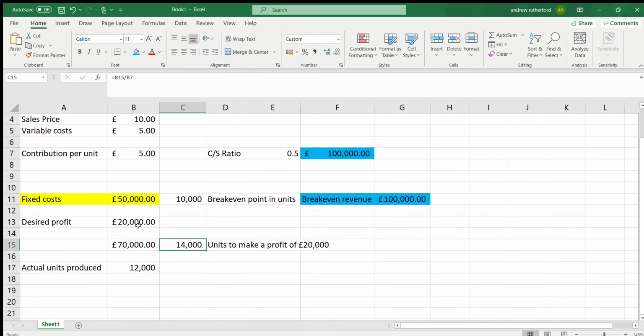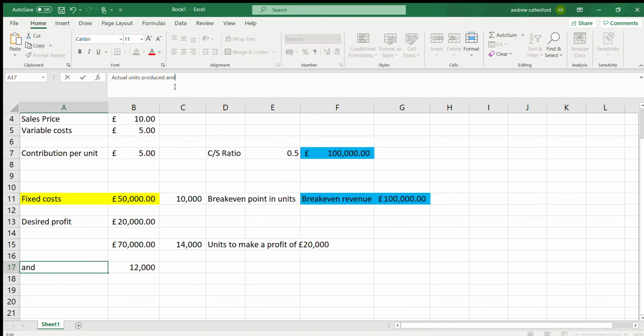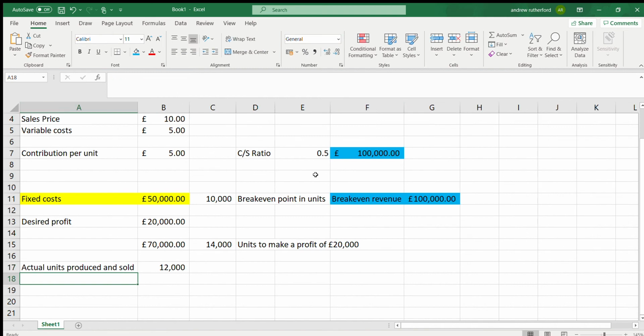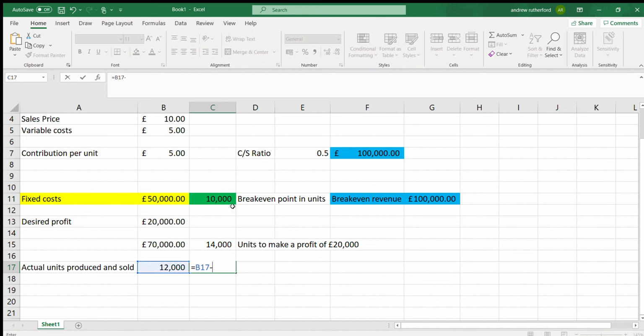Okay? Now we're told that we actually produced and sold 12,000 units. So what is our margin of safety? Well, we had to sell 10,000 units just to break even. But we've sold 12,000. So the margin of safety is the difference between what we sold and what we needed to sell to break even. So that minus that, 2,000 units is our margin of safety.